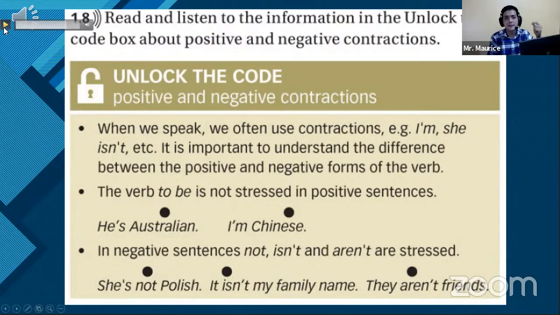For example, listen please. She's not Polish. It isn't my family name. They aren't friends. Okay, that's perfect. Something quite important in here, guys, in the verb to be with contraction.